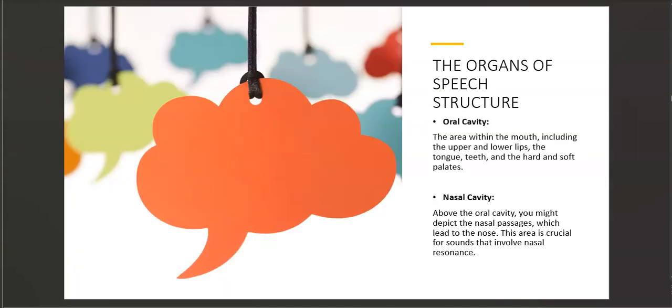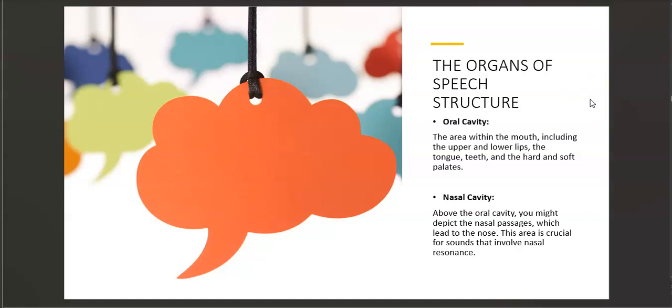So with our structure, we have the oral cavity, which includes the lower lip, the upper lip, so just the lips in general, the teeth, and the hard and soft palates. From there we move to the nasal cavity, which is above the oral cavity. So you might depict the nasal passages, which leads to the nose. This area is crucial for sounds that involve nasal resonance. So here at the nasal cavity, there is also production of certain sounds, and we talked about sound n, sound m. So these sounds are produced in this nasal cavity.